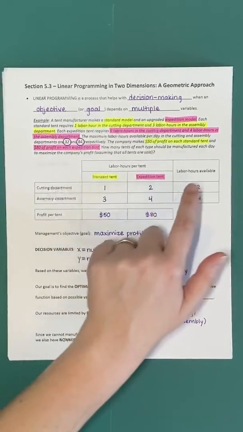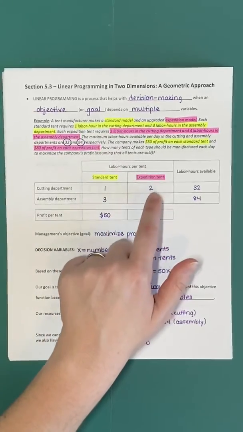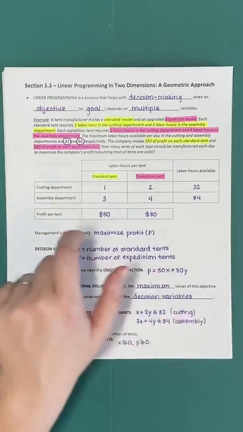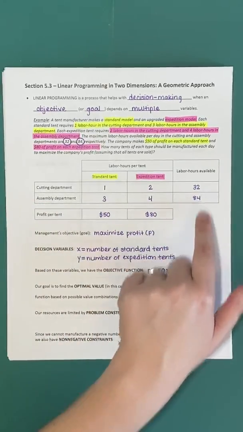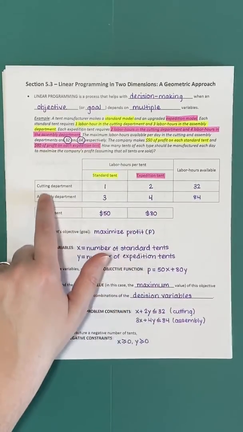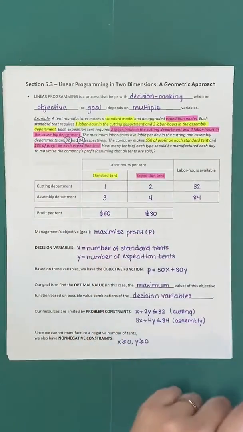So the way I organized it is by standard tent and expedition tent, as those contribute in the cutting department. And then same thing for the assembly department. That's the other total I have. So I want it organized by tent type in that particular department where I have a maximum number of hours of 84 that are available.